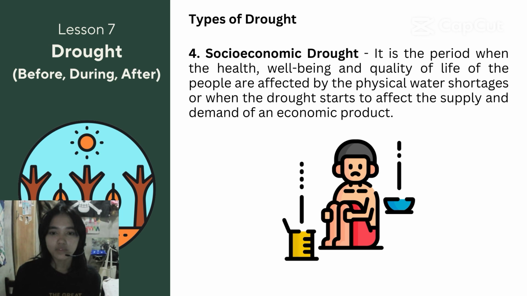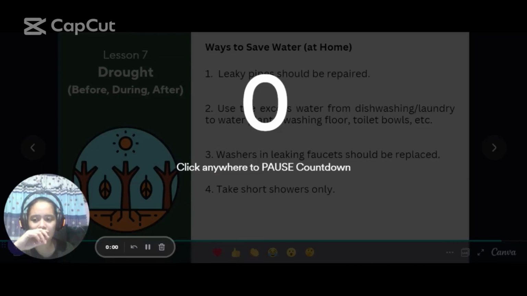And then there are also physical water shortages like for example dili na lang maligo kay kulang man og tubig. So grabe gyapon na siya nga impact sa atoa. So that's all for the 4 types of drought, and now let's proceed to the precautionary measures to prevent drought, to prevent this natural disaster drought.